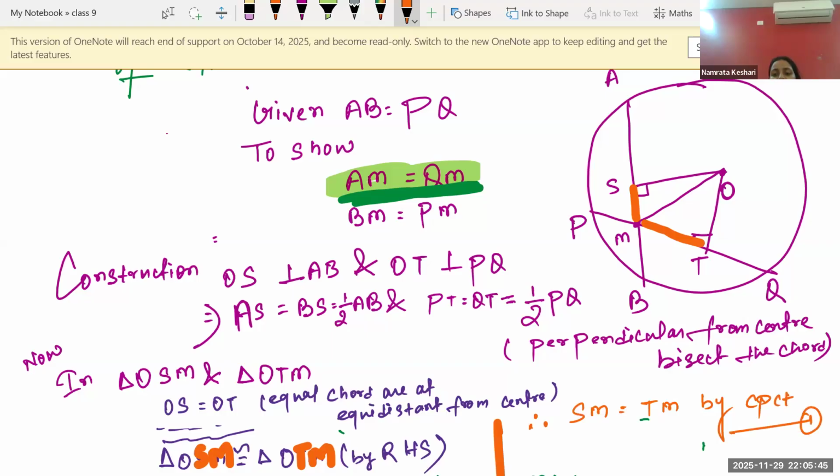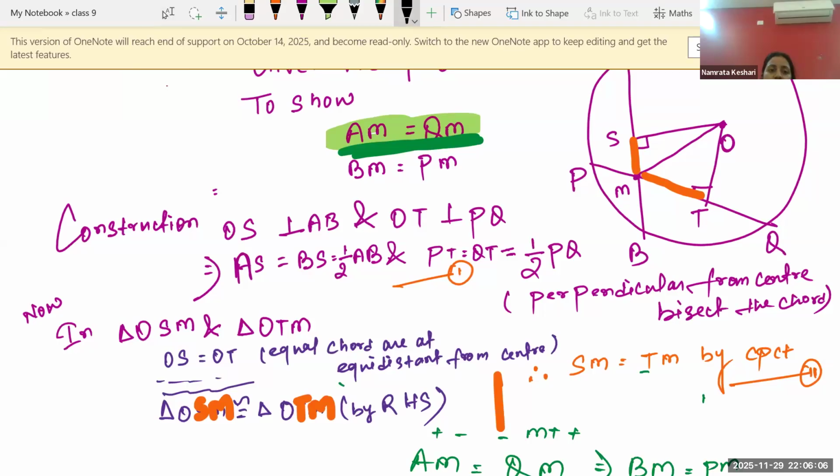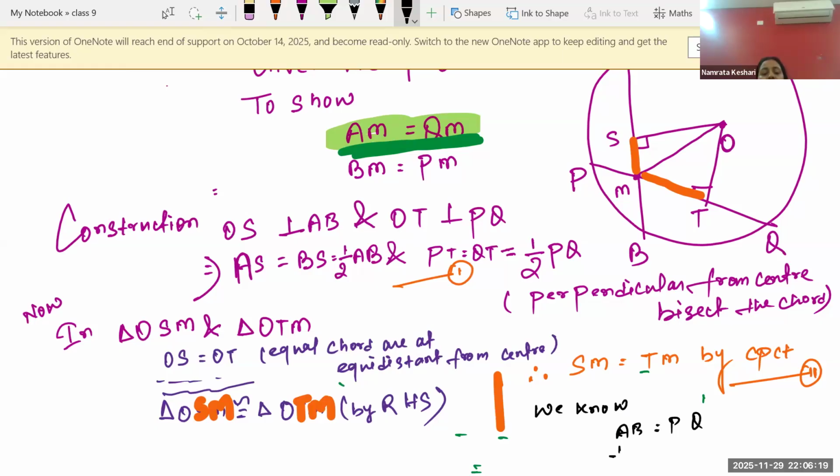Equation number, let's say 2. This was 1, the relation which we obtained after construction. Now we already know AB and PQ are the same, but we need to write it properly. So let's write it. We know AB and PQ are the same. That means half of AB and half of PQ are the same.